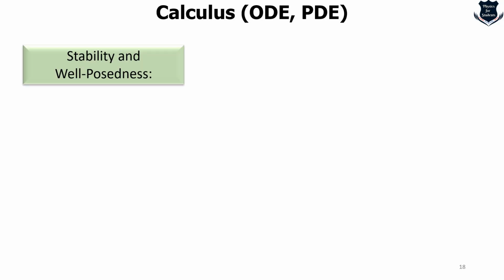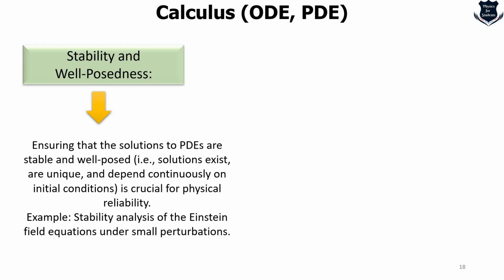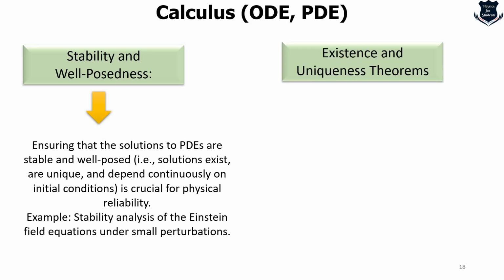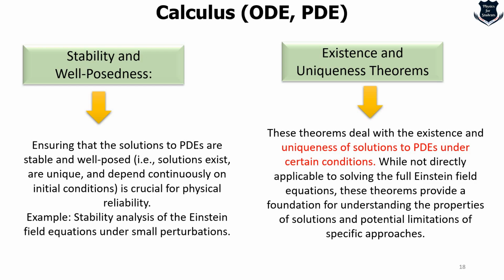Also the fact here is the stability and well-posedness, because ensuring that the solutions of the PDEs are stable and well-posed is important to understand gravitational partial differential equations. Now also there is something which is called the existence and uniqueness theorem, because under certain conditions these theorems really work out, although not directly, but it is very important that you understand partial differential equations in a very comprehensive manner.